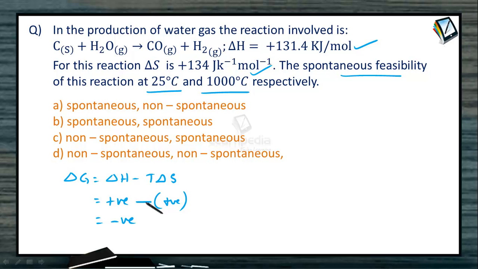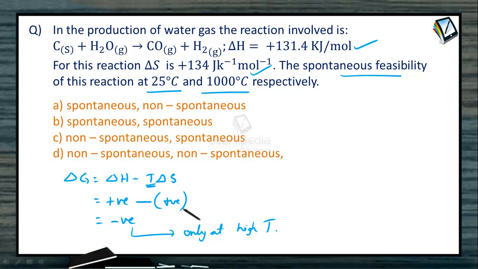That is possible only whenever this magnitude is more than that of this one, and that is possible only whenever the reaction is carried out at high temperature, isn't it? Means this particular reaction is spontaneous only at high temperature. So definitely at 1000 degrees centigrade this reaction is spontaneous. Now we need to check out whether this reaction can be spontaneous even at the temperature of 25 degrees centigrade.